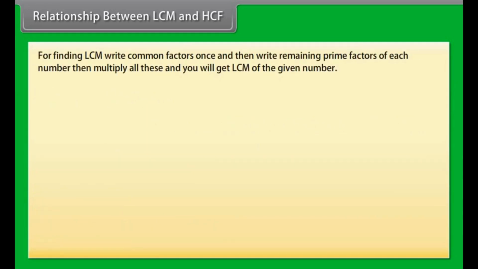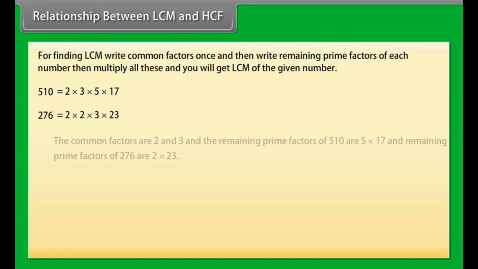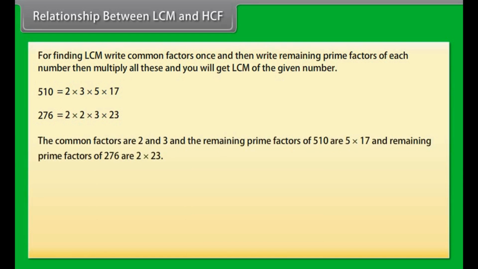For finding the LCM, write the common factors once and then write the remaining prime factors of each number. Then multiply all these and you will get the LCM of the given numbers. 510 is equal to 2 into 3 into 5 into 17. 276 is equal to 2 into 2 into 3 into 23. The common factors are 2 and 3, the remaining prime factors of 510 are 5 into 17, and the remaining prime factors of 276 are 2 into 23.